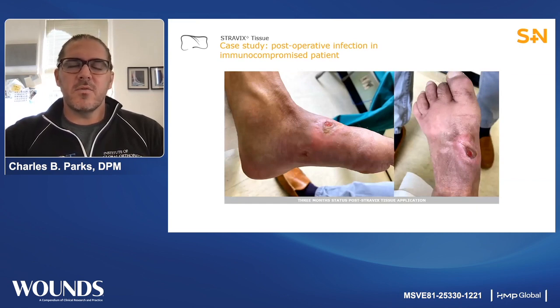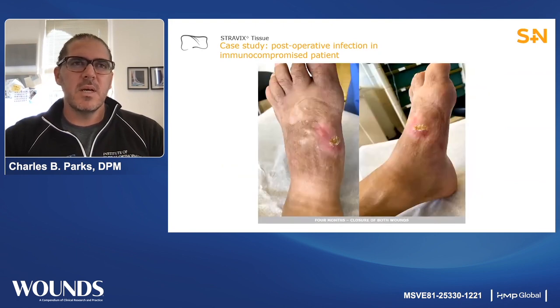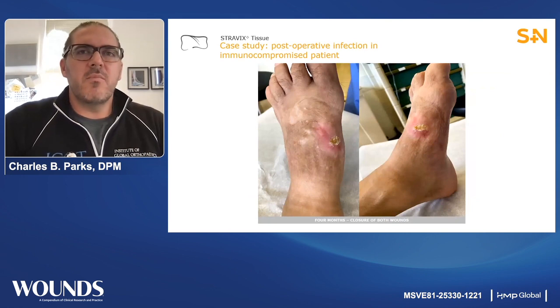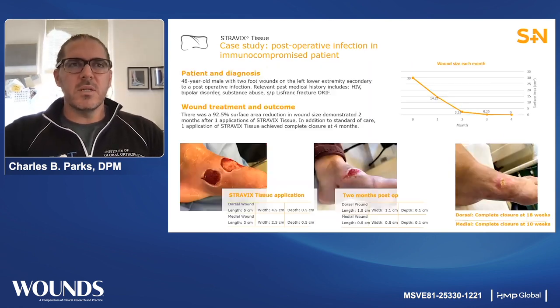So this is a picture at 3 months, but at 2.5 months, the medial wound closed, and that dorsal wound is now the size of a dime. And then a complete closure of both wounds here at 4 months.